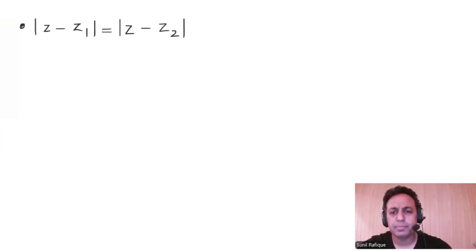Think about it. Have you come up with an answer? It's going to be the perpendicular bisector between z1 and z2. And it will look like this. Okay, so that's how the perpendicular bisector looks.